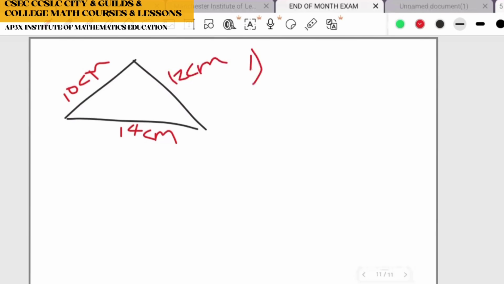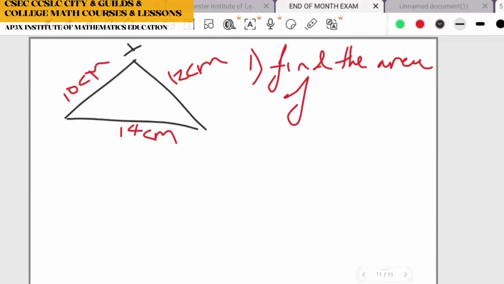The question is, find the area of, again, they like to label it, X, Y, Z. So find the area of XYZ.